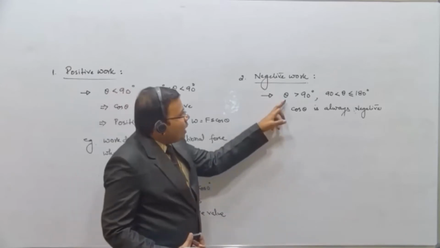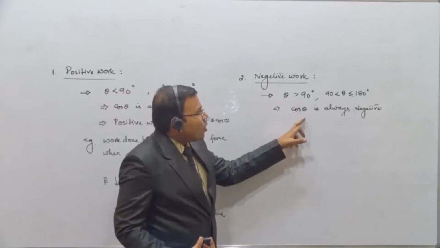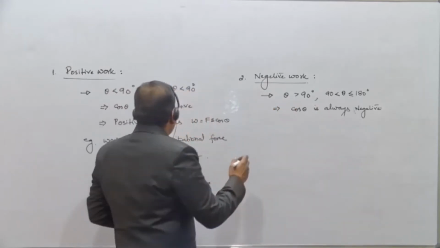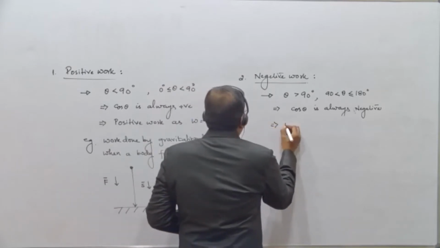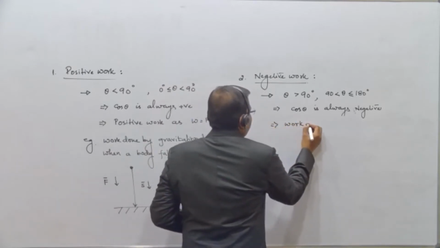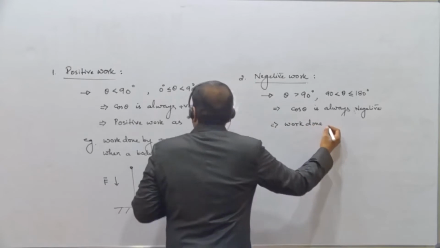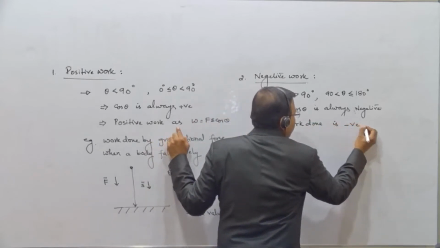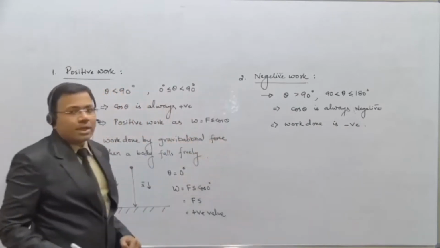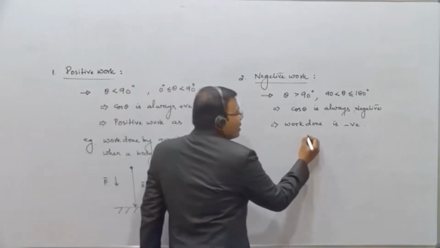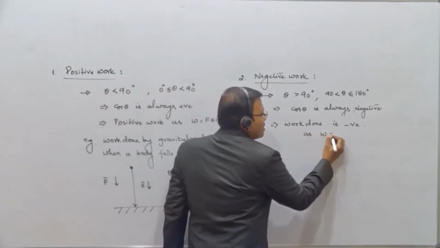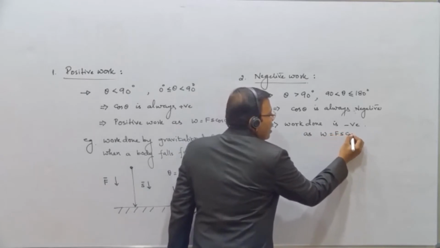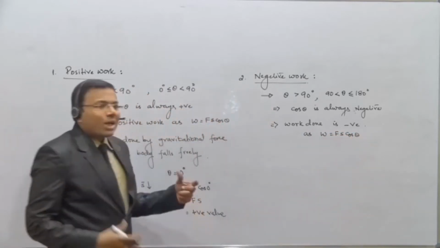Now if theta is greater than 90, cos theta is always negative, and the second part we can write here, the work done is negative. This is the point I have written. Work done is negative. What is the reason for this? As work done is equal to, again, the same reason, Fs cos theta. Now, what is the explanation?